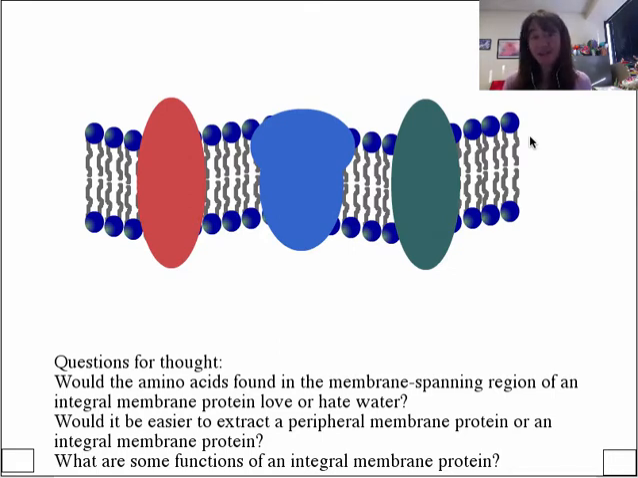Let's answer some questions, just a few for thought I'll throw at you. Would the amino acids found in the membrane-spanning region of an integral membrane protein love or hate water? Okay, let me make this clearer. Say we're looking at this blue protein, and we're talking about the amino acids right in this area here. They're exposed to the very water-hating tails of the phospholipids. So likewise, they too would be water-hating, right? Like dissolves like. So we would find a lot of hydrophobic, water-hating amino acids in this region of the protein.